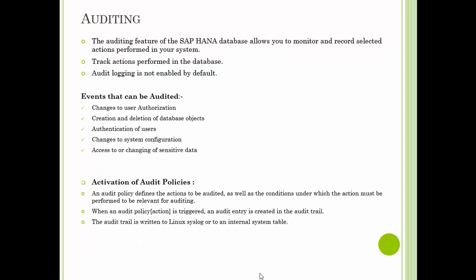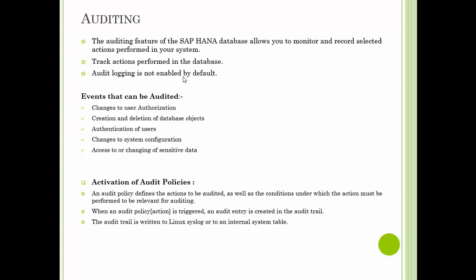Now coming to auditing. The auditing feature in the SAP HANA database allows you to monitor and record selected actions performed in your system. That is, any changes done to the database can be tracked, be it configuration or be it database objects. It can be tracked using the auditing mechanism present in the SAP HANA database. Make sure that if you want to track, it is enabled, because audit logging is not enabled by default. Basically, it is required to restrict unauthorized access to data, unauthorized data changes, and configuration changes.